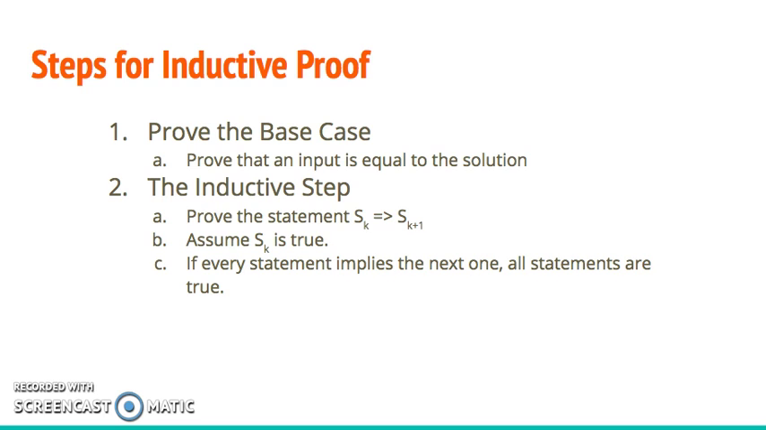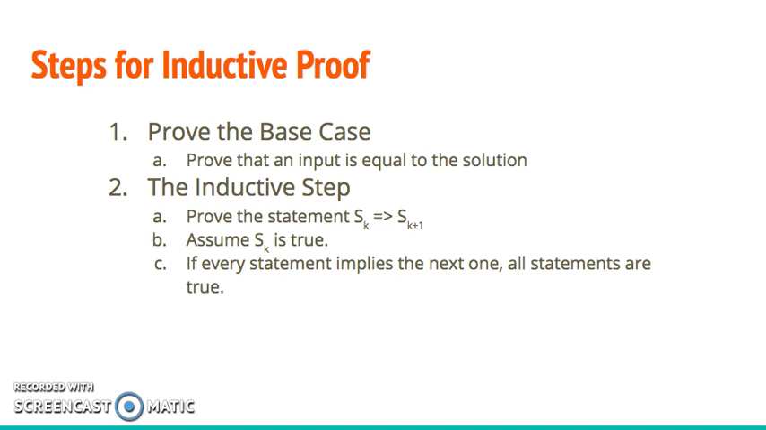So the first question is, how do we do an inductive proof? Well, there are two steps. The first step is to prove the base case. Here we'll prove that an input is equal to the solution. In the second step, the inductive step, we're going to prove that the statement S of k implies S of k plus 1. So what does this mean? That means after the statement k is proved, which we'll use the base case, we can prove that the next iteration in the sum, S of k plus 1, will also be true.